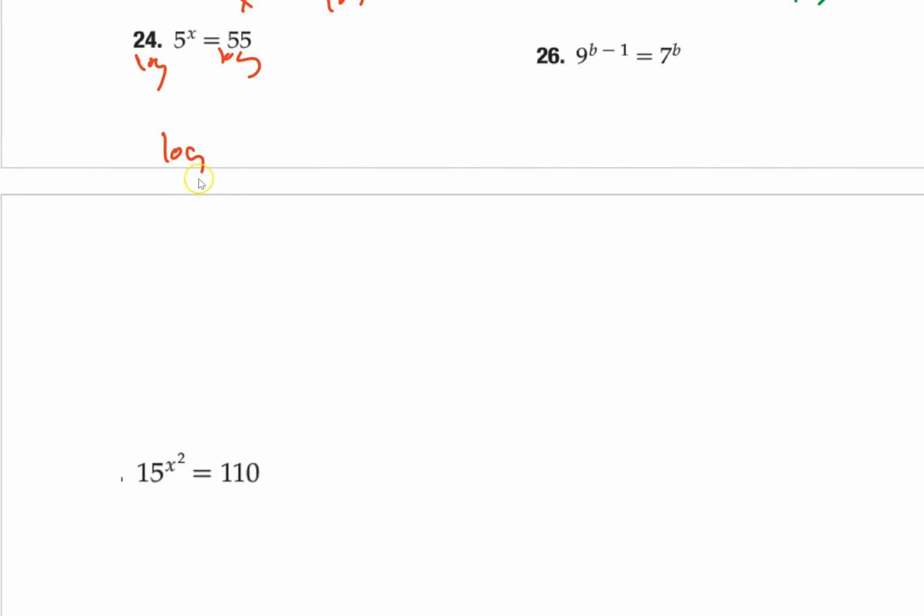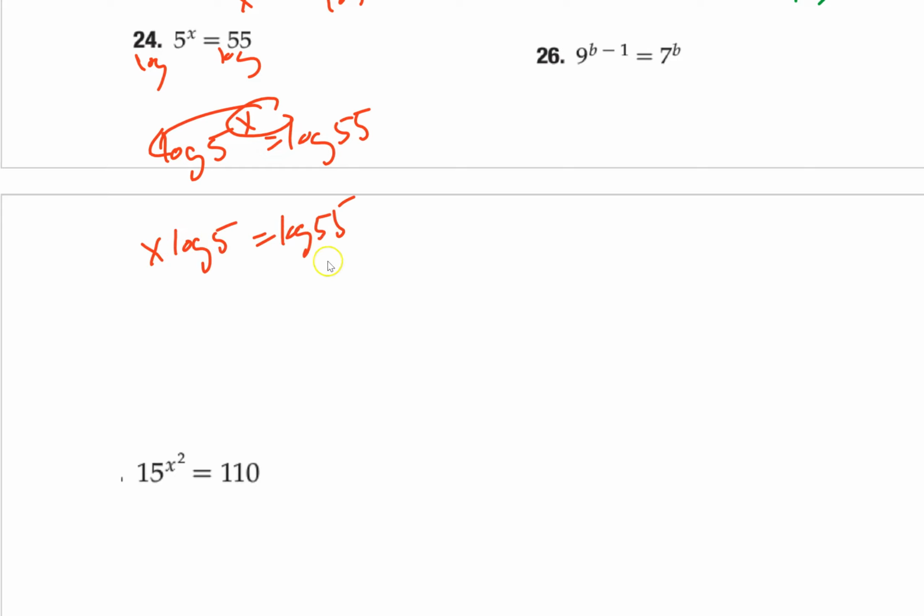You get log 5 to the x equals log of 55. Move the x to the front. Right, and then we want to get the x by itself, divide by log of 5. You get x equals log 55 over log 5.